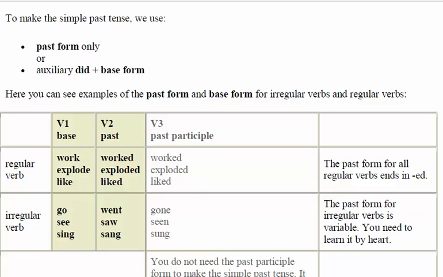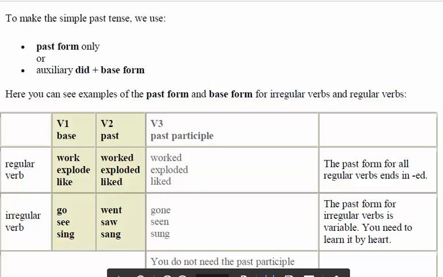The past form is simply the past participle. You can say work, worked, worked. Explode, exploded, exploded. Like, liked, liked. So the past form for all regular verbs ends in ed. Keep in mind, students, the key word is regular verb. Whenever a regular verb is used, you add ed at the end of the word. So this is the key point of the past or the base form.